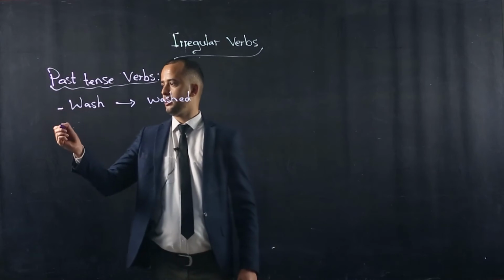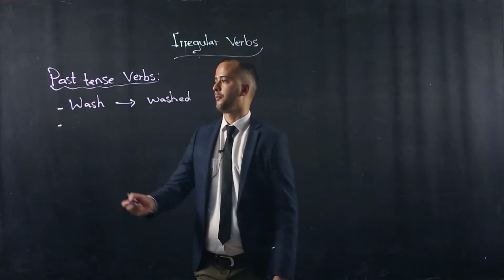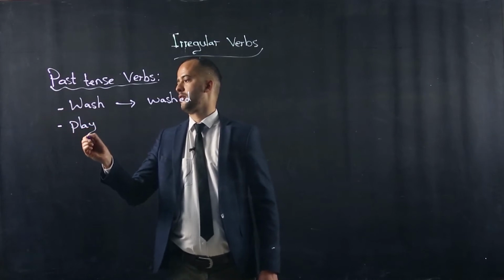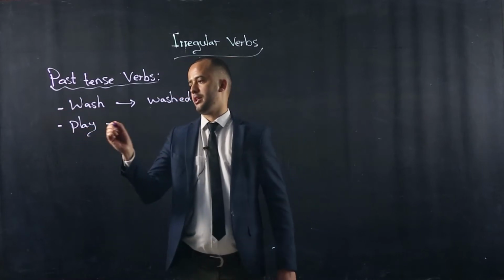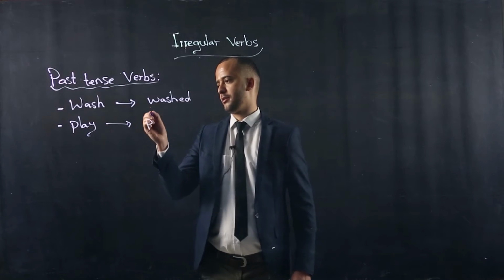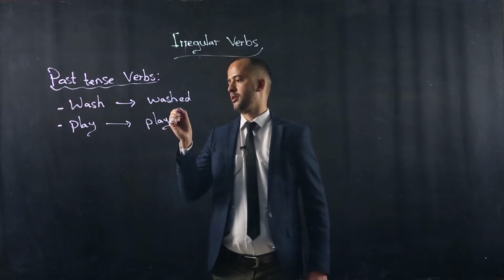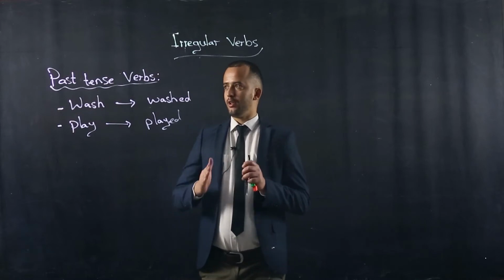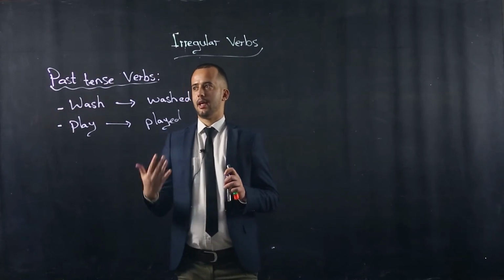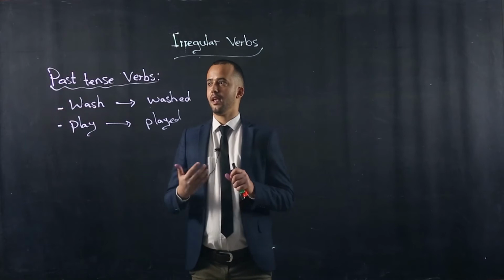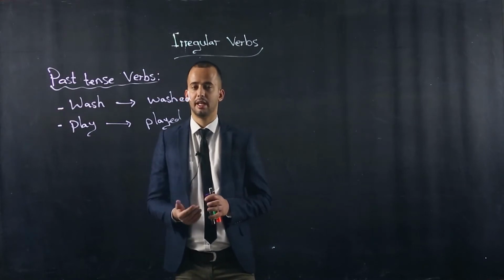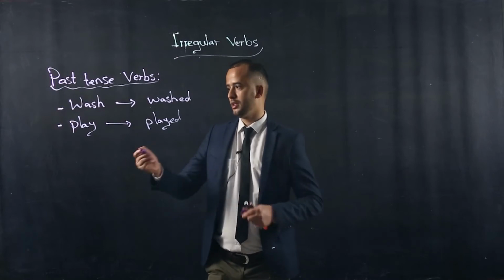Another example here, let's say play. Now when I change it to the past, it's going to be played. Great. Now, most of the English verbs that are in the past tense end with ed, but some of them don't end with ed, like the verb eat.